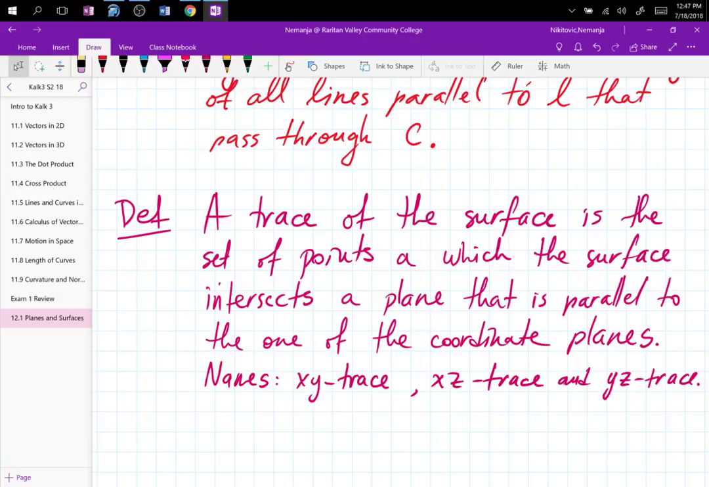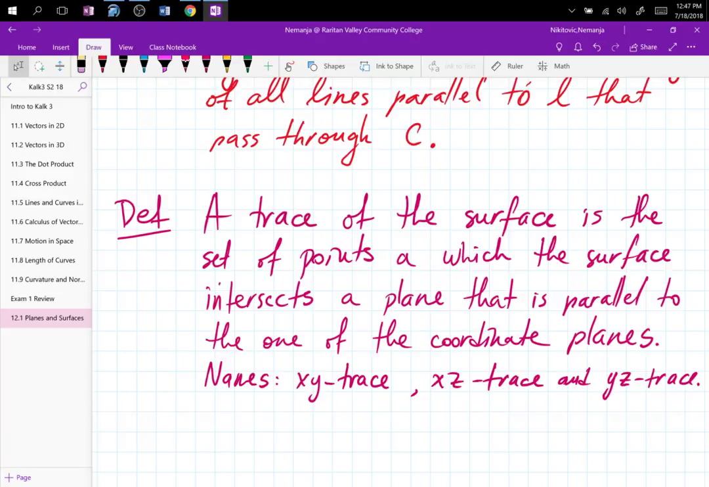A trace is a two-dimensional equation that you get when you cut a 3D surface with a plane. That's what you're getting. Those cuts are parallel to one of the coordinate planes, which means that you're always cutting with the equations z equals 0, z equals 10, z equals 5, something like that. Or x equals 1, x equals 2, x equals 10. You will always be cutting with some of those.